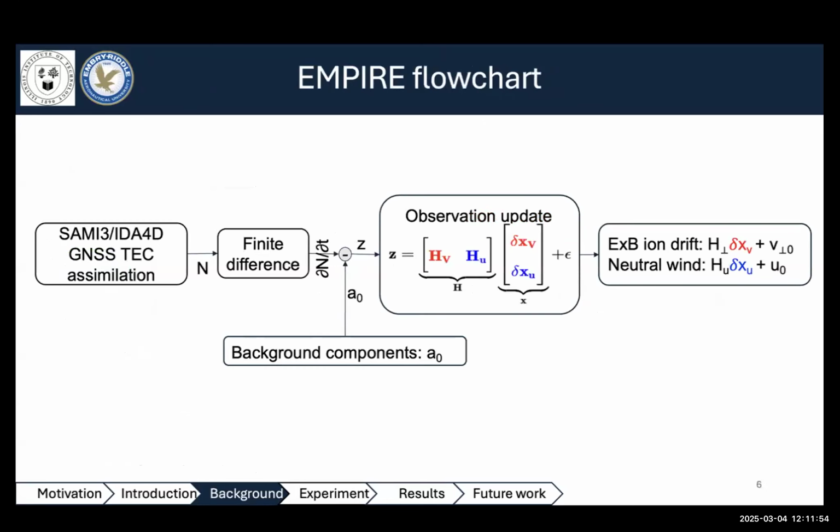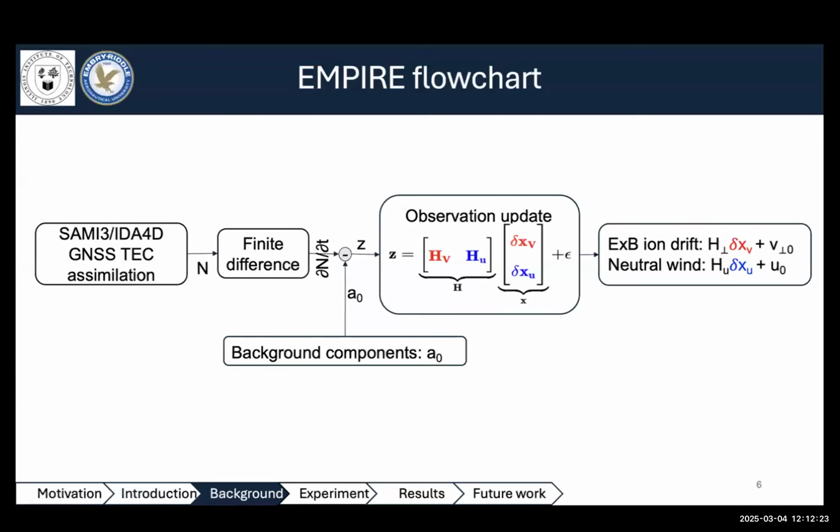And this is the flow chart of EMPIRE. So the inputs are the SEMI3 and IDA40 assimilated with GNSS TEC measurements. And then it gets time differenced to obtain the partial N over partial T. And the model term will be subtracted from the time difference of the electron density, so the gap is represented as Z.